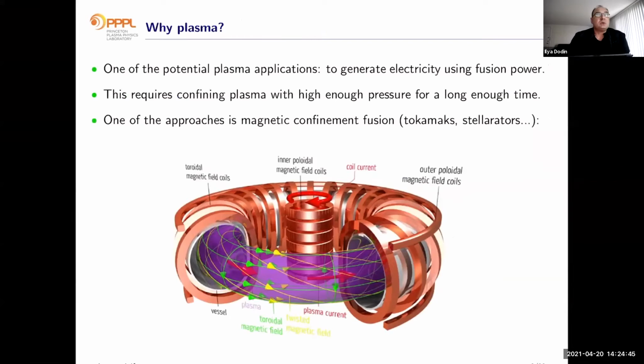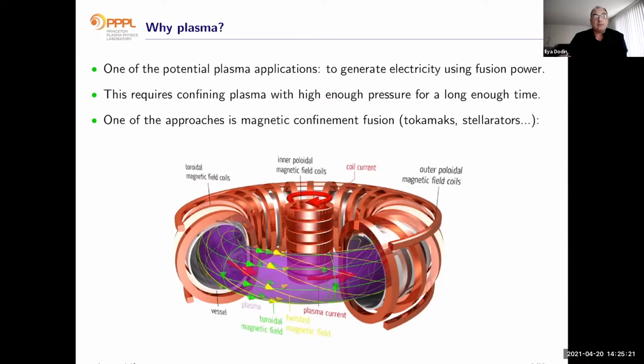As you probably know, one of the ultimate applications of plasma physics is fusion power, right? The idea is that you take hot, dense plasma, stick it into a confining device, and keep it there for a sufficiently long time. Then, if you have hydrogen plasma, you will have fusion reactions, they will release energy, and you get yourself electricity out of that. So the trick here is to create a plasma with high enough pressure and for a long enough time.